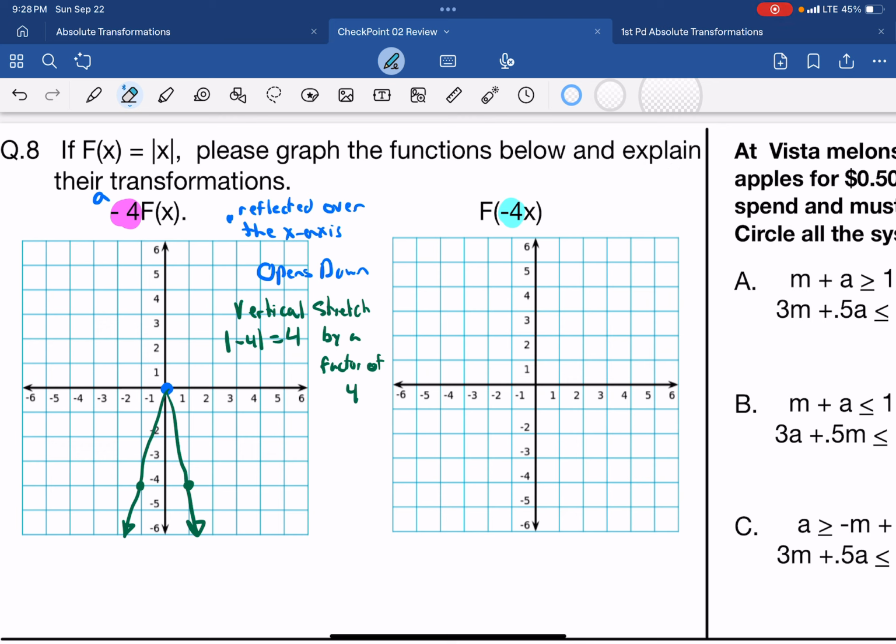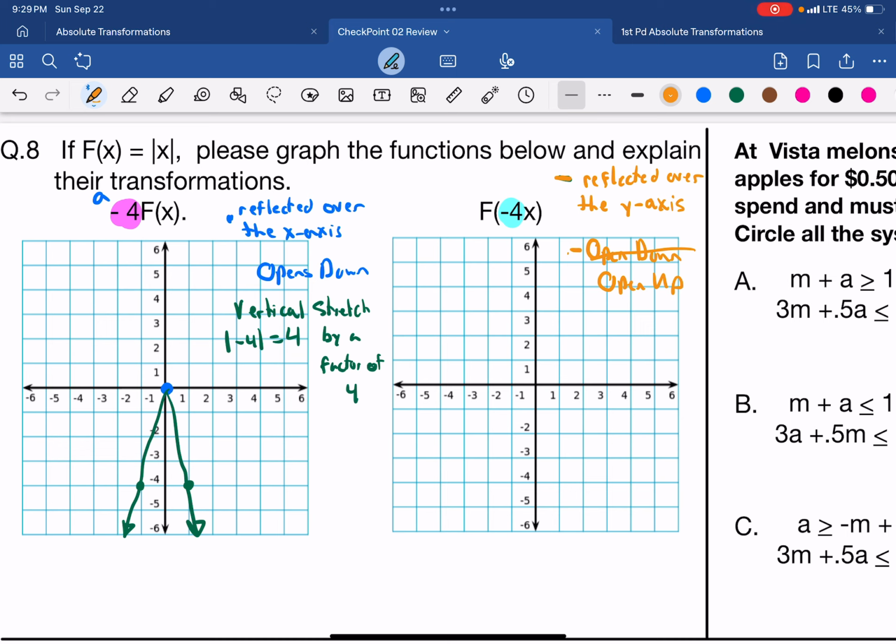Why am I saying this? We see how it's a negative? A negative tells us it is reflected over the y-axis. Okay? And then we think it should open what? Down, but since it's on the inside, it doesn't open down. It opens what? Up.